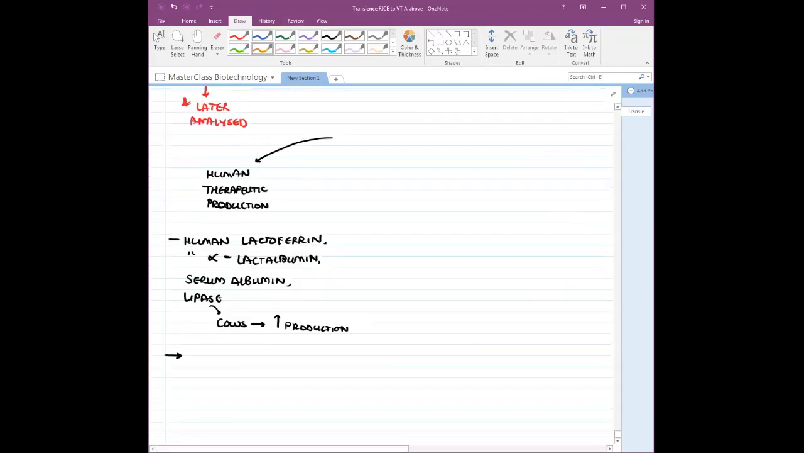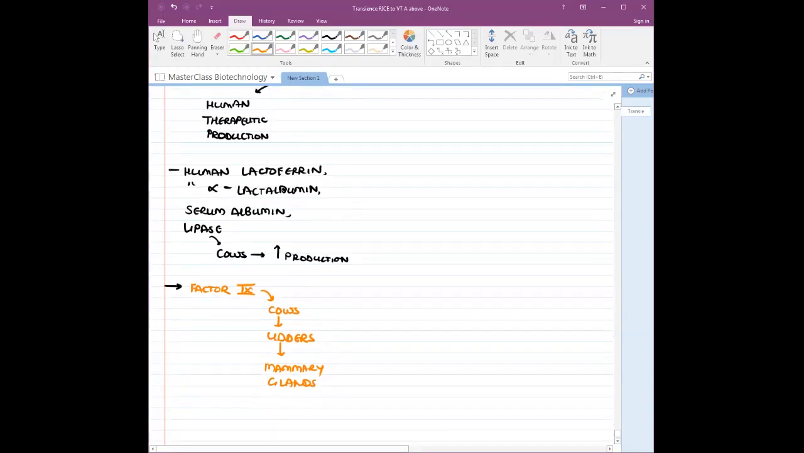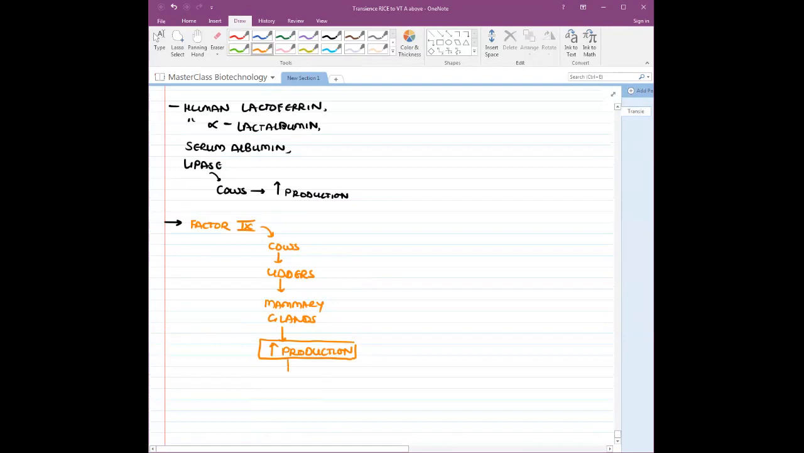So what do we do in this case? Let's try to see. We have factor 9. What we do is we take the genes basically, and we are going to introduce them into the cows. Cows have udders, and udders are nothing but the mammary glands. In the mammary glands, you are going to have increased production of that factor 9. Whenever you have the product, you are going to be treating hemophilia. So this is going to be used in the treatment of hemophilia.